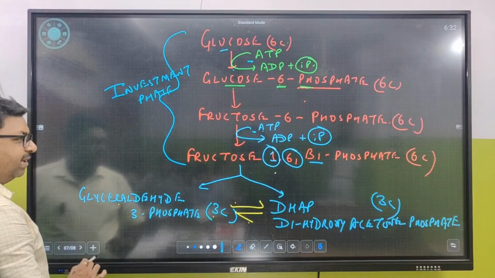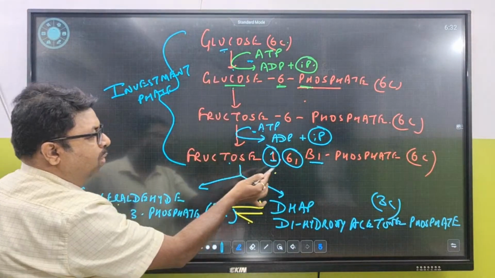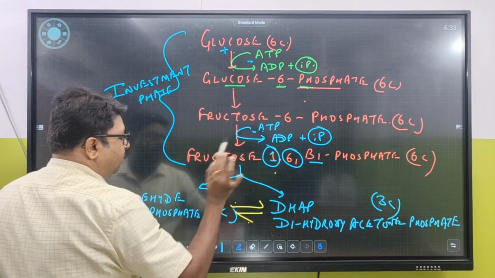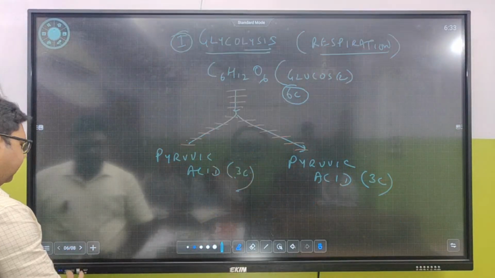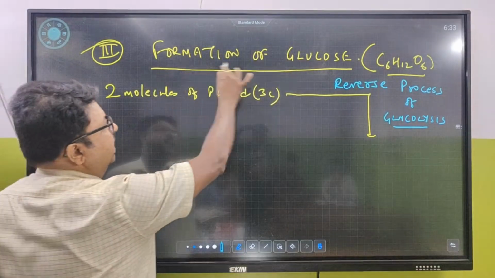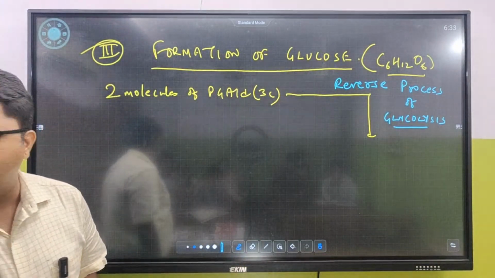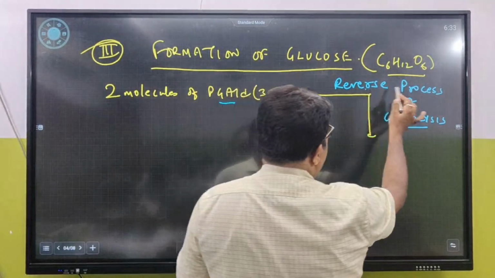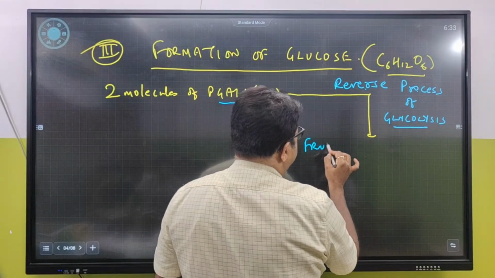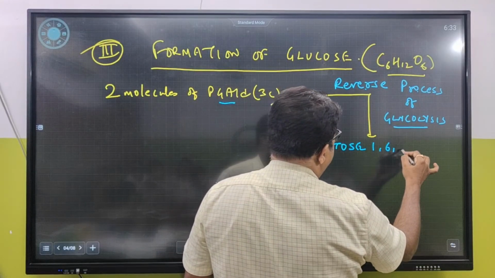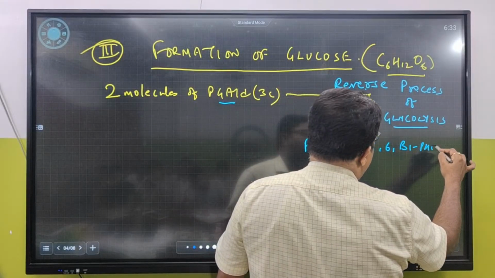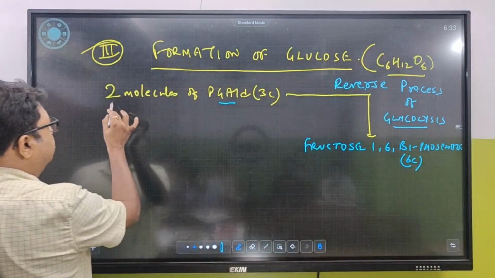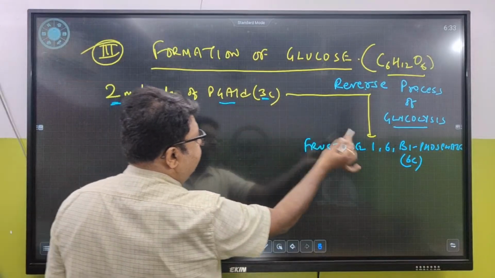Now, can you see these 4 steps? Glucose to fructose 1,6 biphosphate. These are the first 4 steps of glycolysis. Over here, in the dark reaction in the third step, what did we see? Formation of glucose. In formation of glucose, 2 molecules of PGALD by the reverse process of glycolysis will give you fructose 1,6 biphosphate. How many carbons? 6 carbon, 2 into 3 is 6.